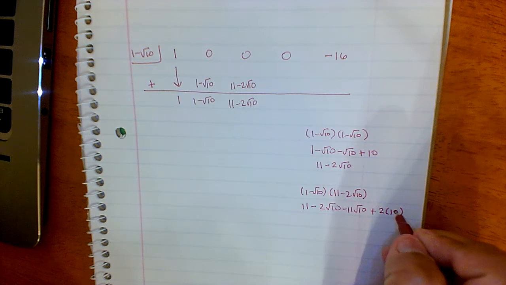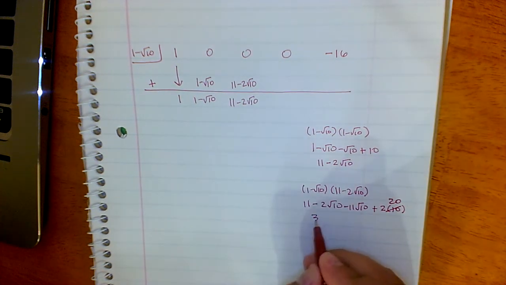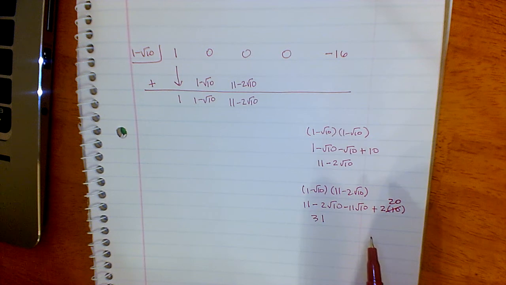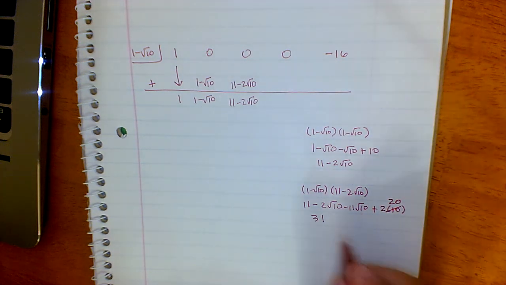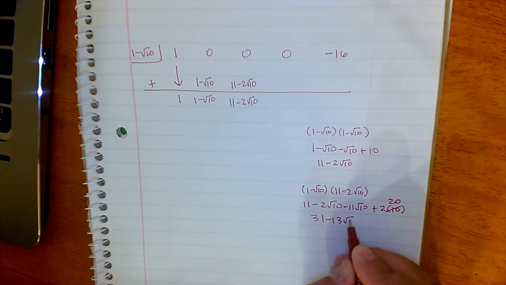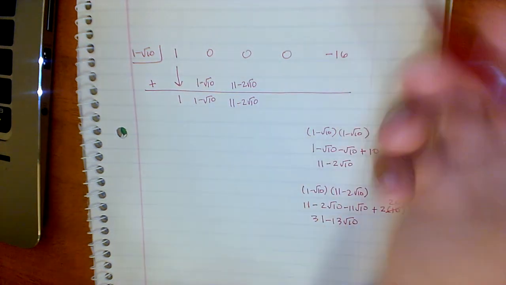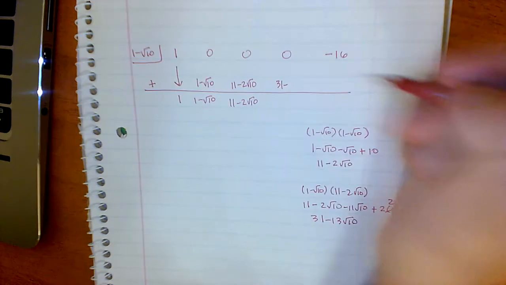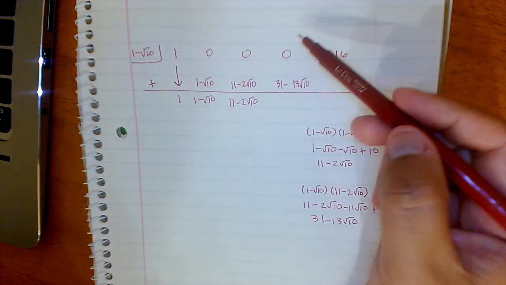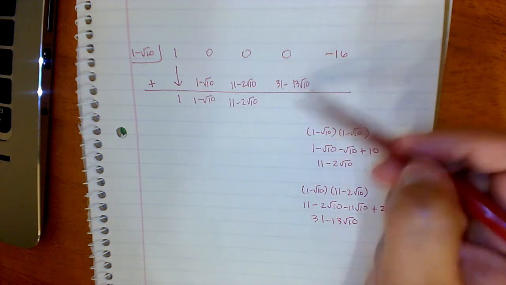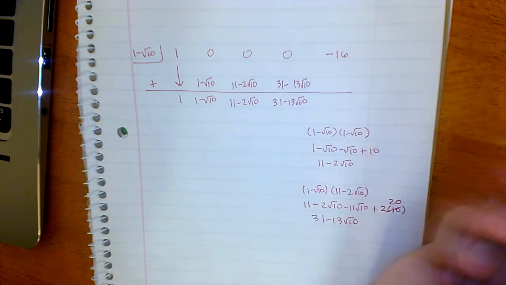And so again, I'll clean this up. 2 times 10 will give me 20. 11 plus 20 is going to give me 31. And negative 2 root 10 minus 11 root 10 is going to give me negative 13 root 10. And now this is what's going into my problem here for the next step. So 31 minus 13 root 10. Again, when I add, 0 plus this is just going to be itself. So that 31 minus 13 root 10 just drops down.